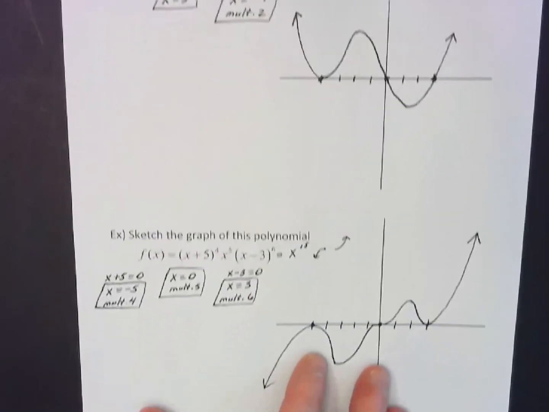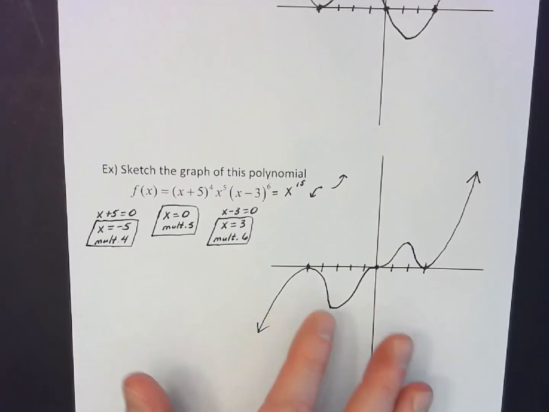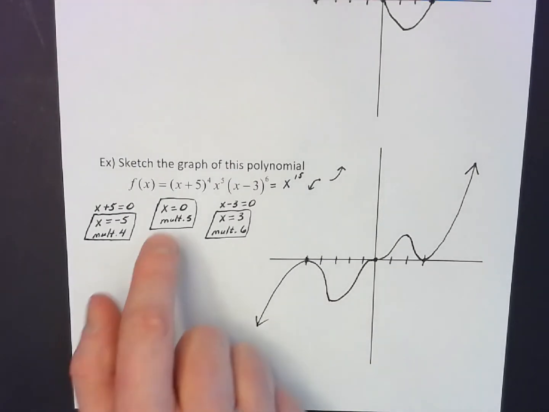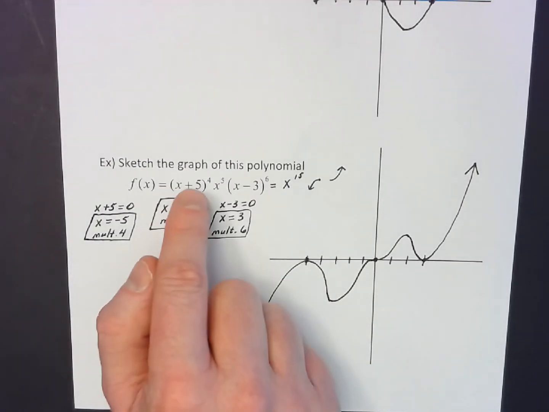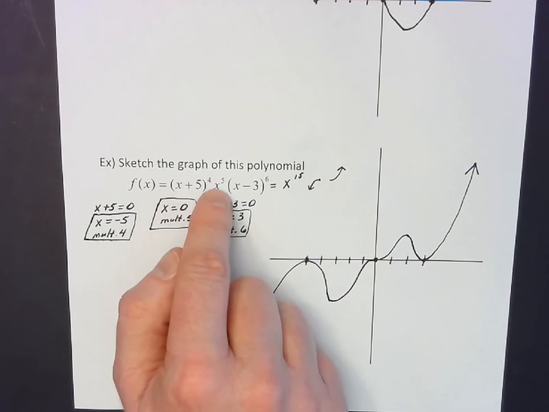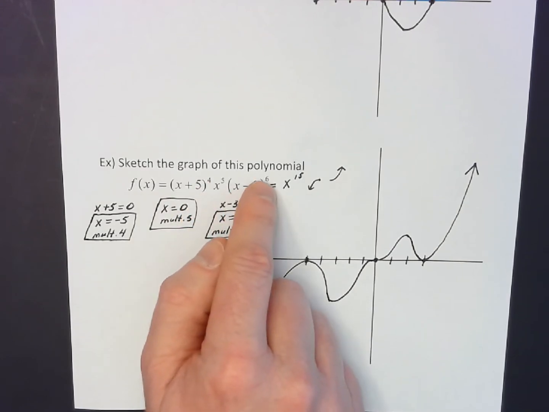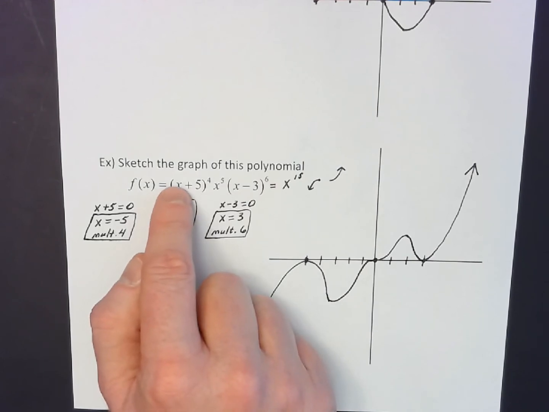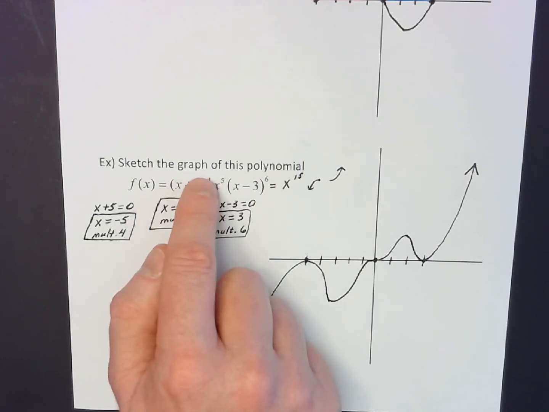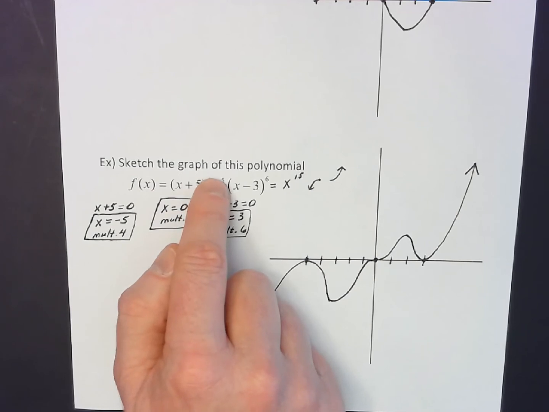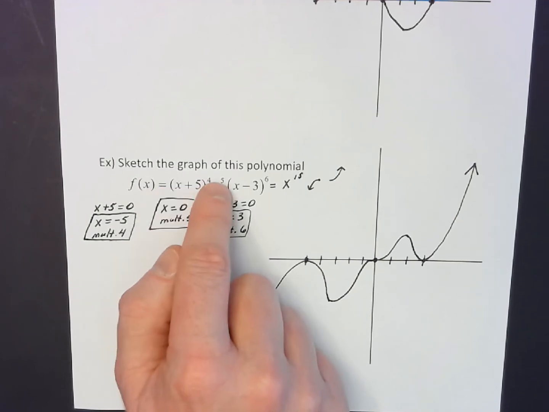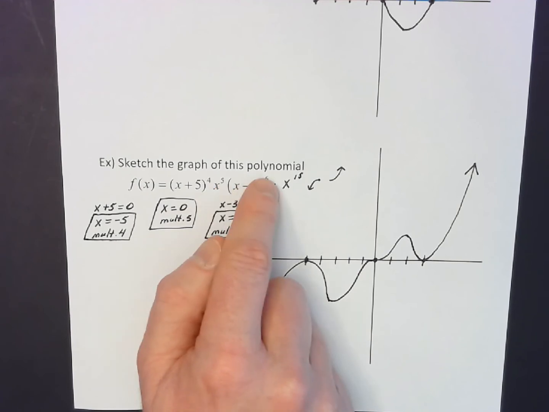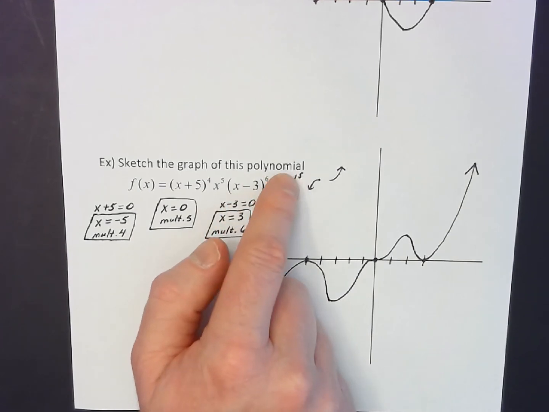Now for my last one here, or at least last one before the application problem, if I ask you to sketch a graph of x plus 5 to the 4th times x to the 5th times x minus 3 to the 6th, first thing I want you to do is multiply the terms of x. You would have x to the 4th times x to the 5th. That would give you x to the 9th, and then x to the 9th times x to the 6th. That would be 9 plus 6, and you'd get the 15th power.